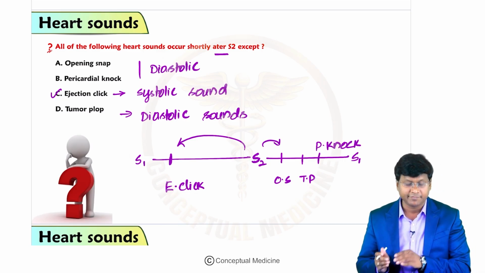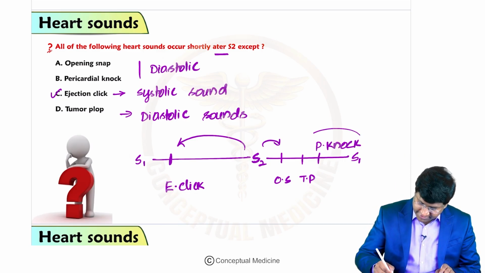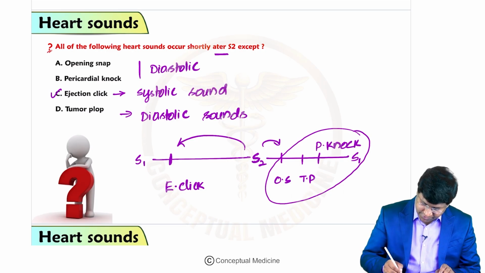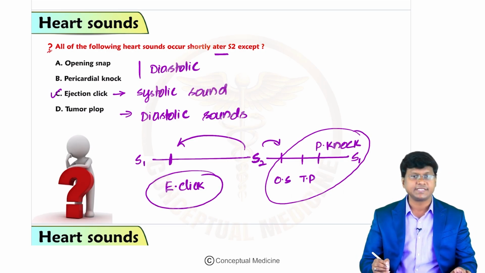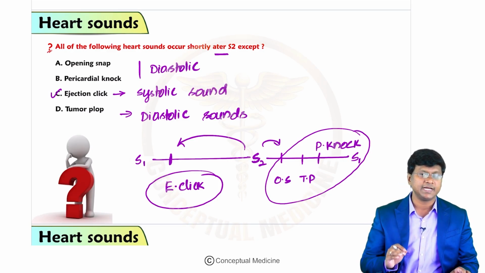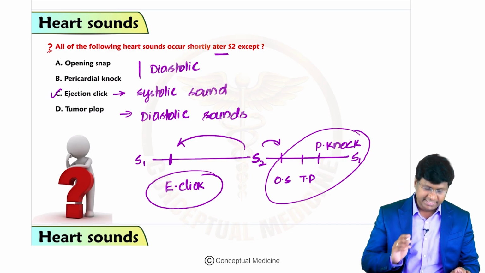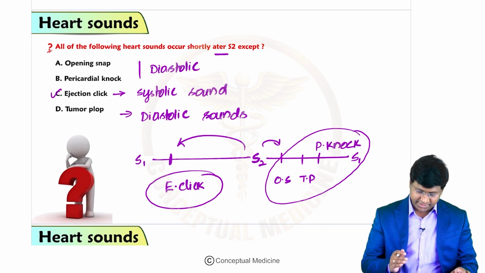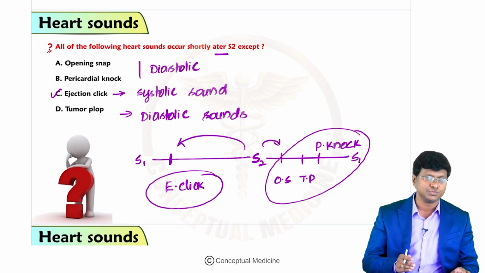All these are heard after S2. So these are all the diastolic sounds, and ejection click is a systolic sound. So all of the following heart sounds occur shortly after S2 except, what is the answer here? Ejection click. Ejection click is the one which will occur after S1 or before S2.